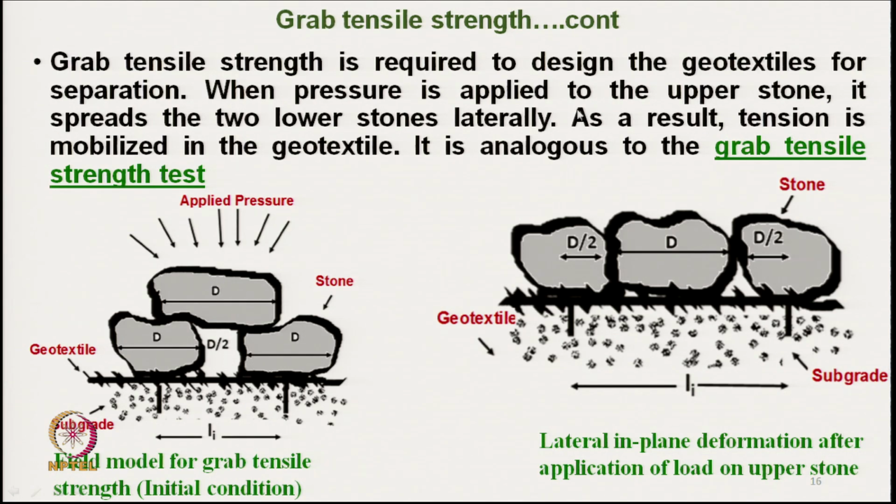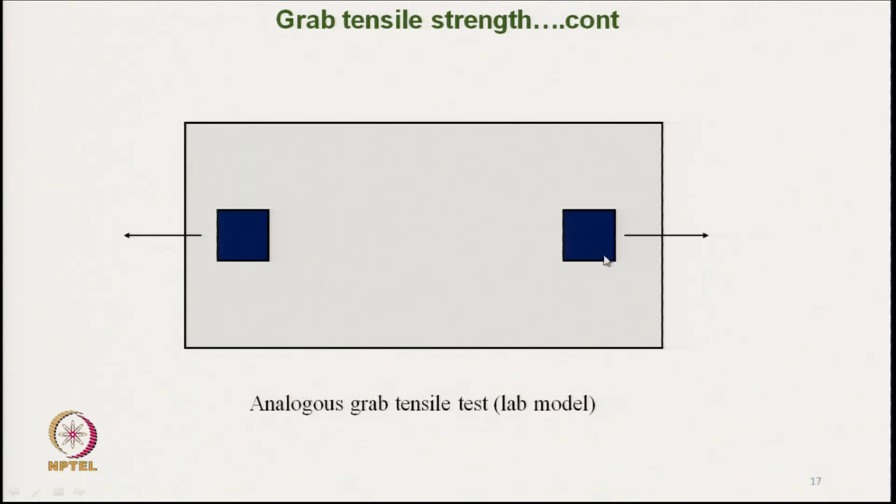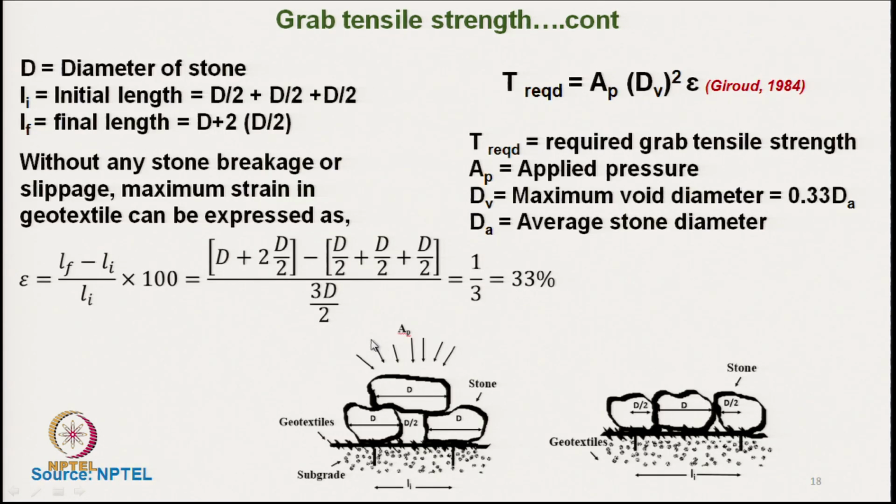When pressure is applied to the upper stone, it spreads the two lower stones laterally, it is trying to spread. As a result, tension is mobilized in the geotextile, and it is just analogous to grab tensile strength. So, these are the grips in dark blue color, and this is the specimen. Now, Giroud has proposed one empirical equation. We can get the grab strength by this empirical equation.